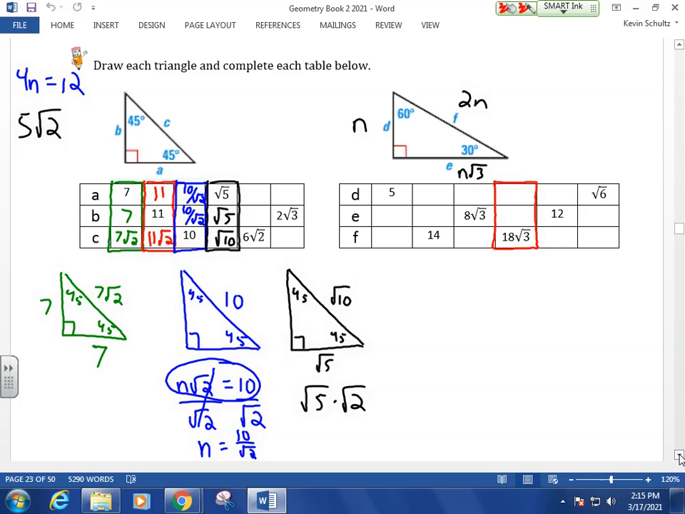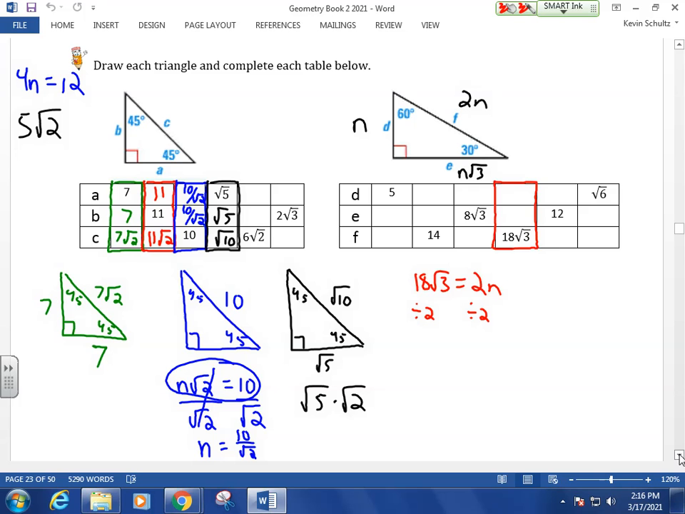So we're going to set this up the same way as we set up that 10 as the hypotenuse for a 45, 45, 90 triangle. We know that 18 root 3 is equal to the 2n side. 18 root 3 hypotenuse, which in our ratio is the 2n side. And just like we did before, we're going to want to get n by itself. How do we do it? 18 root 3 equals 2 times n. How are we going to get n by itself? Julia? Divide by 2.